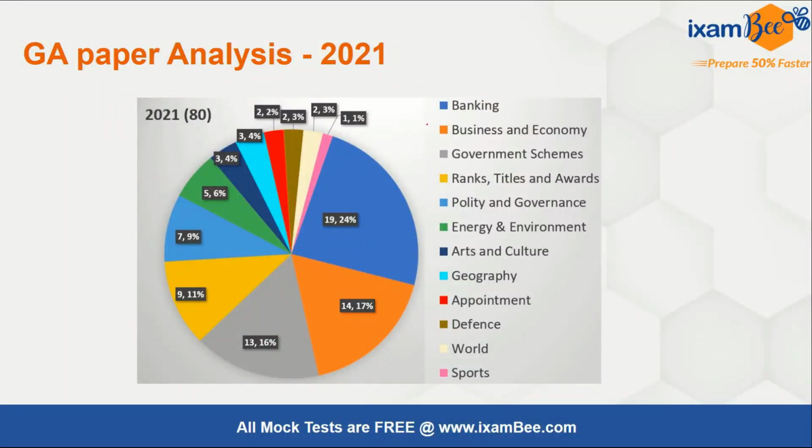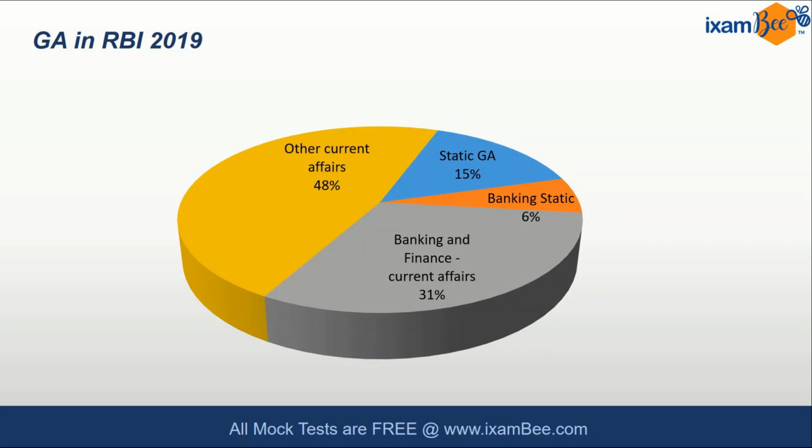You can see here the weightage of these topics. Banking, and this is from last year's questions: 21, 19% of questions are from banking. Then you can see business and economy, second highest, government schemes, third highest, ranks, titles, awards in different fields, this is fourth. After that, it was questions on polity and governance. There were questions on energy, environment, art and culture, geography, appointments, defense, different events happening at the world level, and sports events.